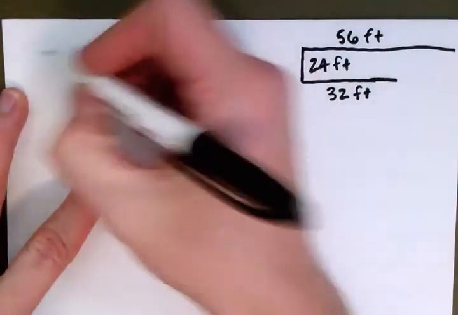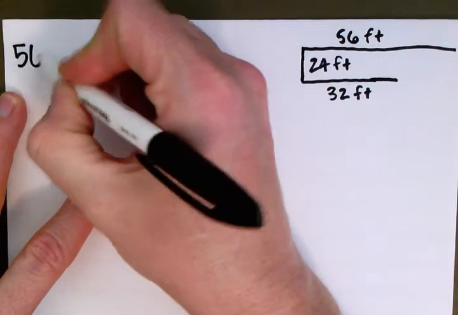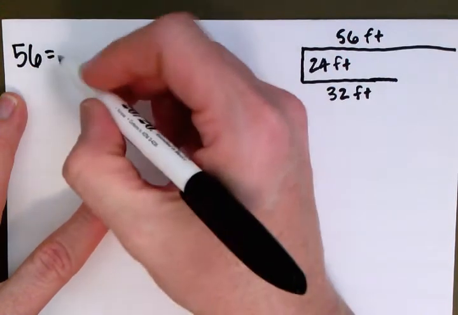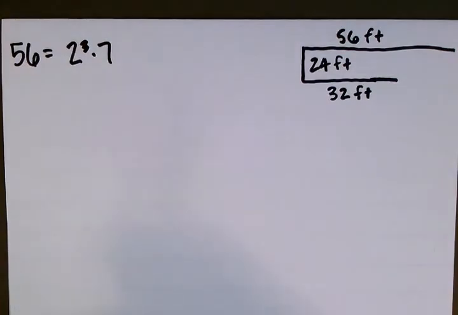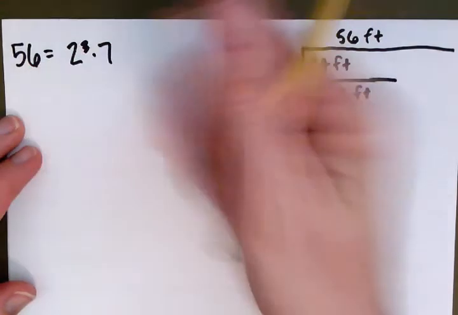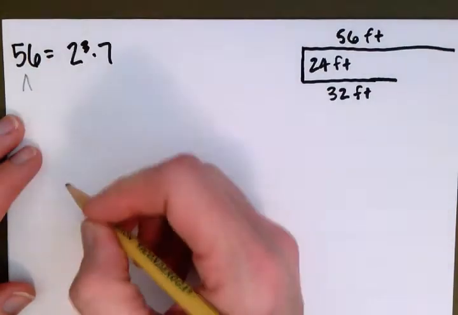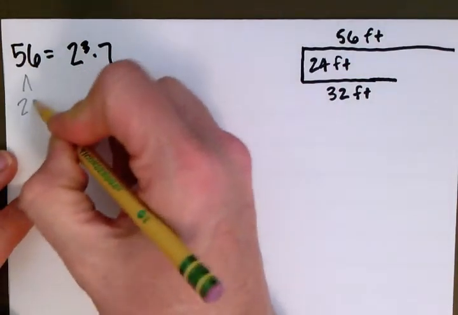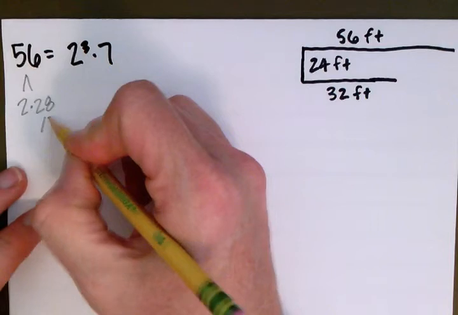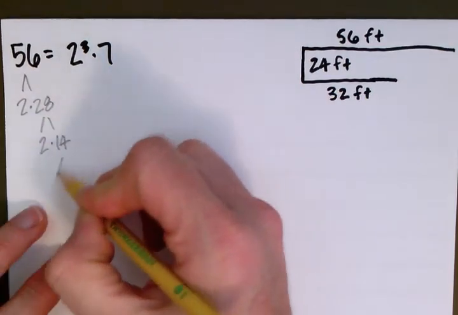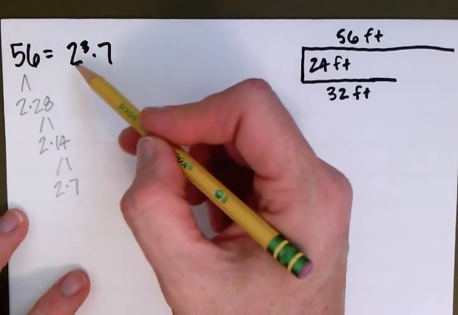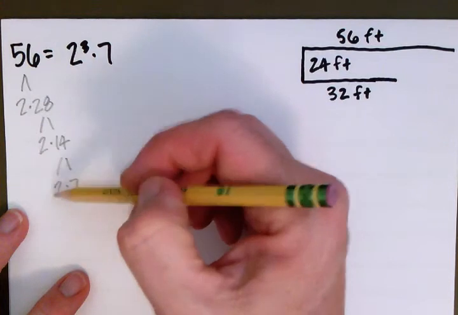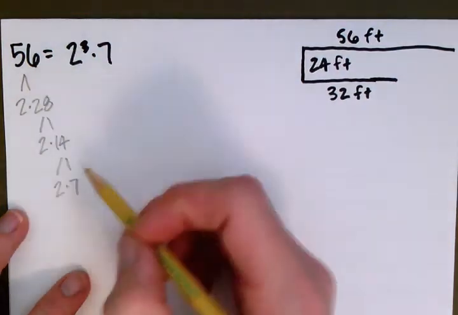First, we want to factor out each of the lengths of the trenches. So first, we have 56. And when we factor out 56, we get 2 cubed times 7. Now we can prove this by doing a factoring tree. First, we start out with 2 and 28. 28 then factors to 2 and 14. 14 then factors to 2 and 7. So we've then proven that 3 2's, which is 2 cubed, times 7 does equal 56.